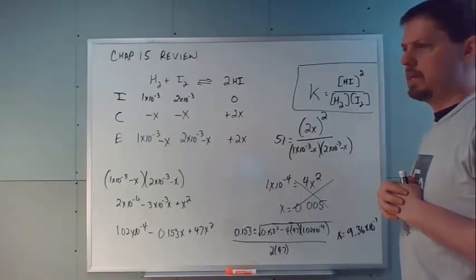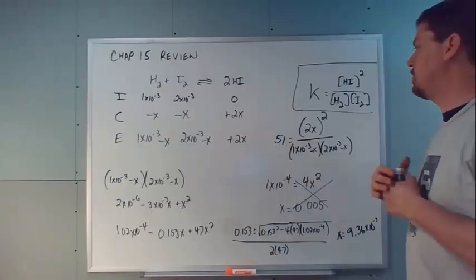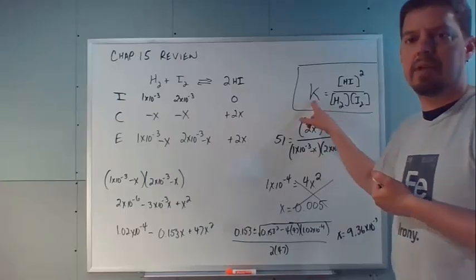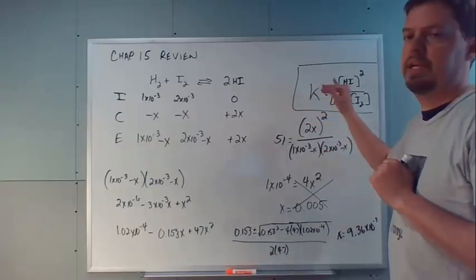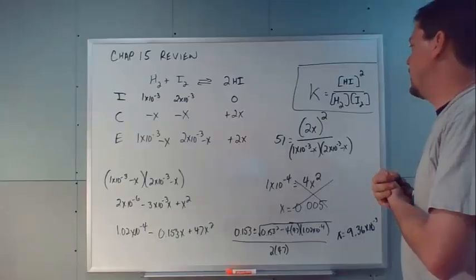Okay, a lot of people take a shortcut on that and kind of skip that step or don't do a complete job and don't set it equal to K and all that stuff. Make sure you write K is equal to, and then you write all that stuff.